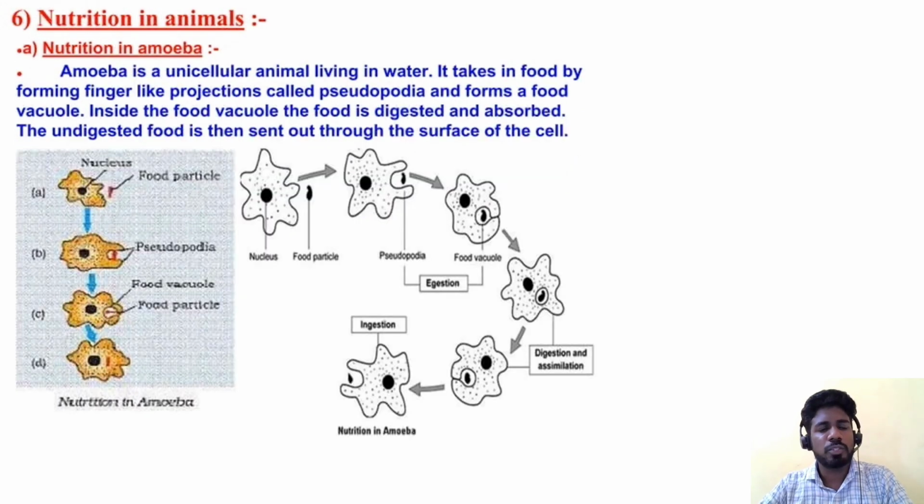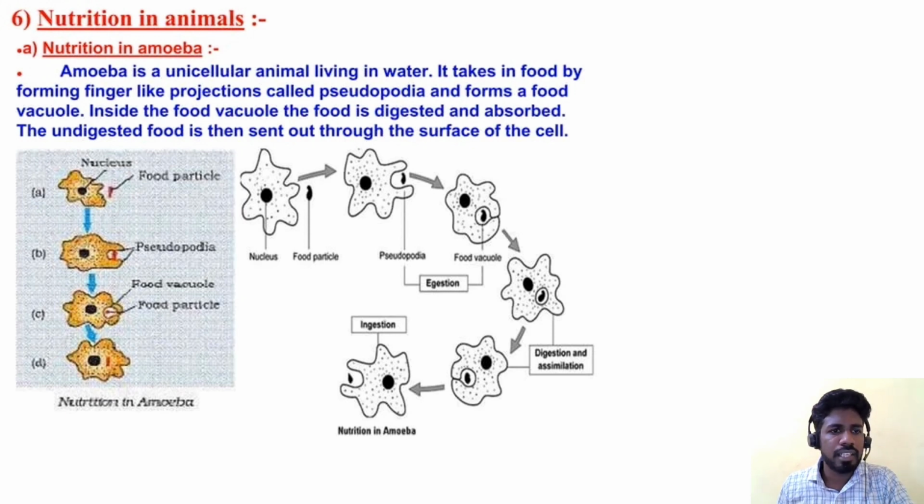Okay, the next one is nutrition in animals. How does nutrition take place in amoeba? Amoeba, we know, is a unicellular animal living in water. It takes in food by forming finger-like projections called pseudopodia and forms a food vacuole. Inside the food vacuole, the food is digested and absorbed. The undigested food is then sent out through the surface of the cell.